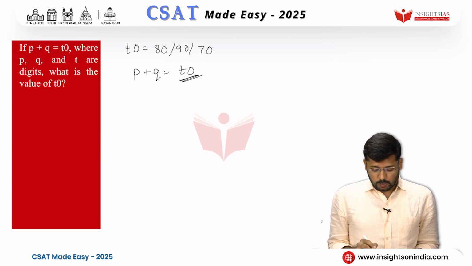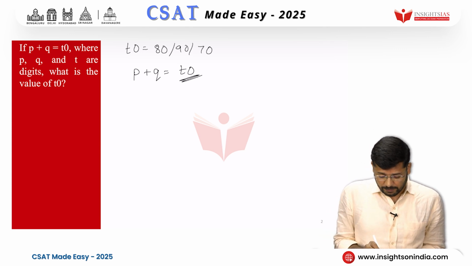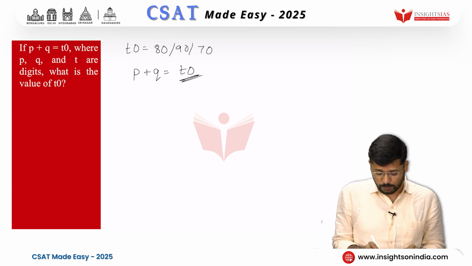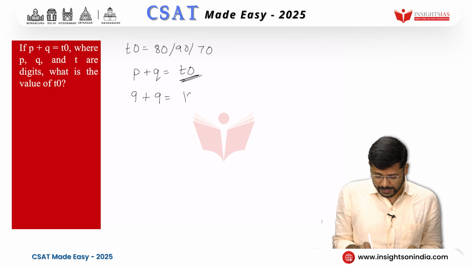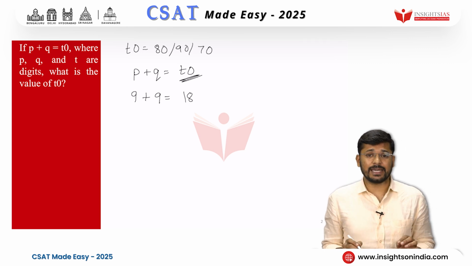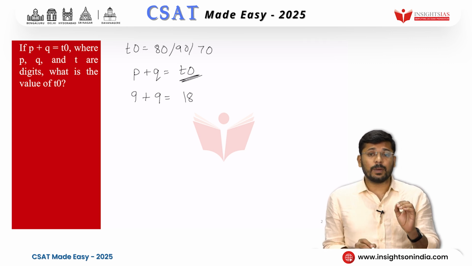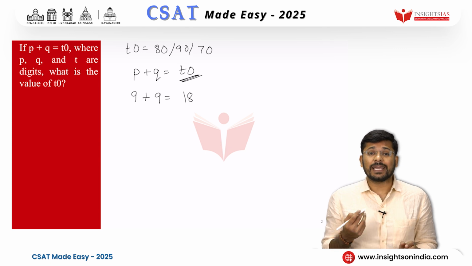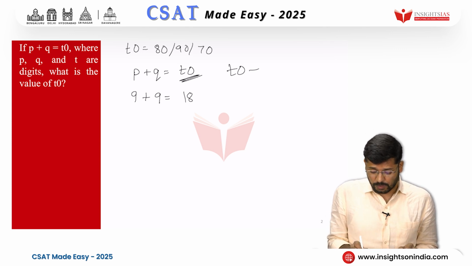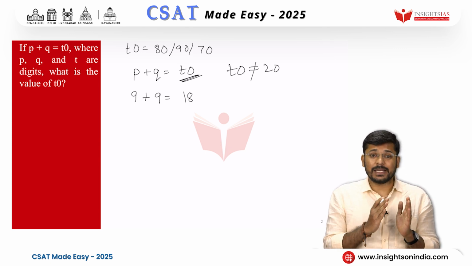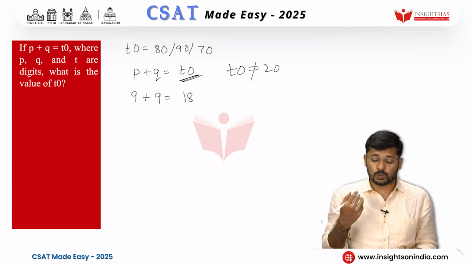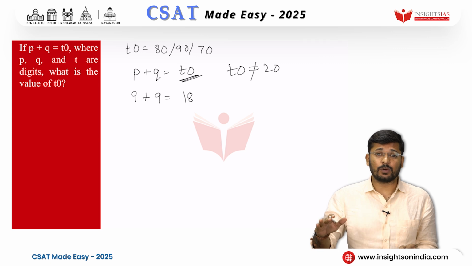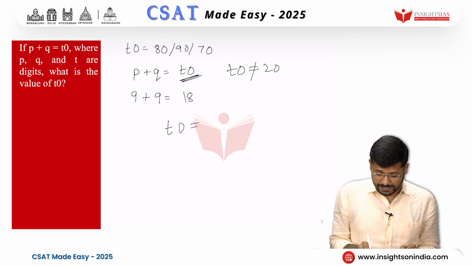So, let us try the biggest possible values for P and Q. If P were 9 and Q were also 9, then it would be 18, right? We do not get T0. However, the sum of the biggest digits is only 18. So, we cannot expect T0 to be 20 at all, because the biggest value that the sum of P plus Q can have is only 18. So, it is not 20, 30, 40, 50, 60, 70 or 80 or 90 at all. The only value that T0 can take is 10.